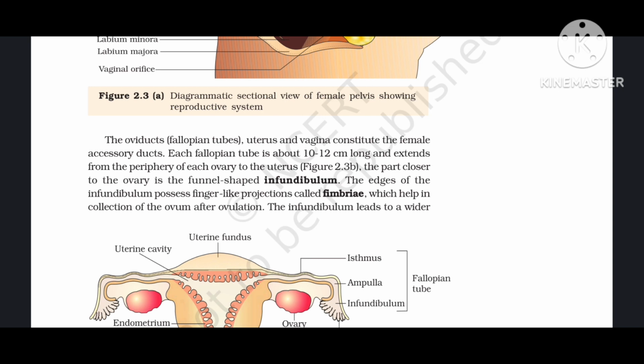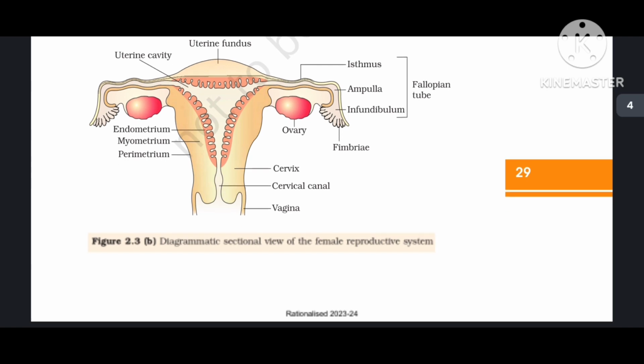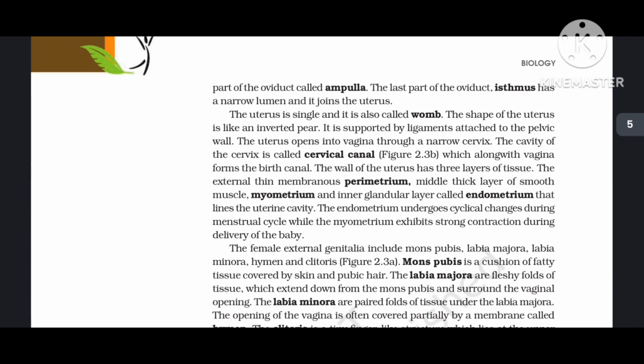Ovaries are the primary female sex organs that produce the female gamete, ovum, and several steroid hormones, ovarian hormones. The ovaries are located one on each side of the lower abdomen. Each ovary is about 2 to 4 cm in length and is connected to the pelvic wall and uterus by ligaments. Each ovary is covered by a thin epithelium which encloses the ovarian stroma. The stroma is divided into two zones, a peripheral cortex and an inner medulla. The oviducts, fallopian tubes, uterus, and vagina constitute the female accessory ducts.